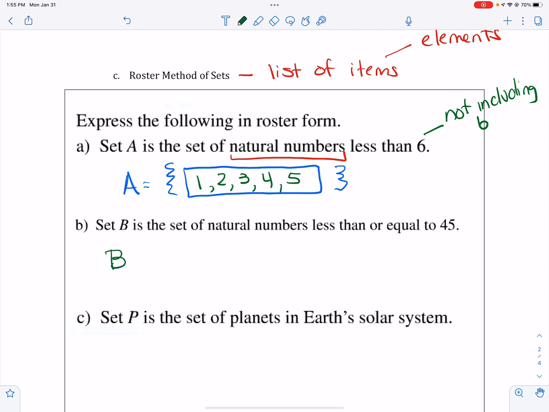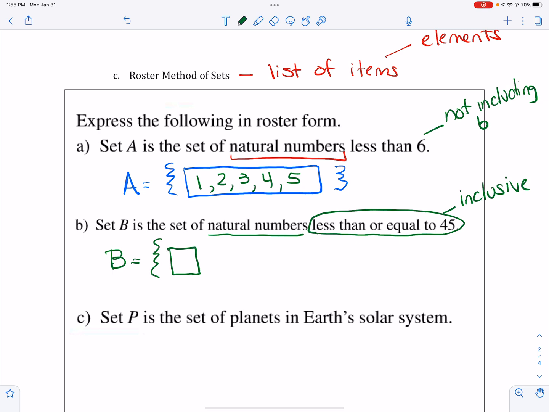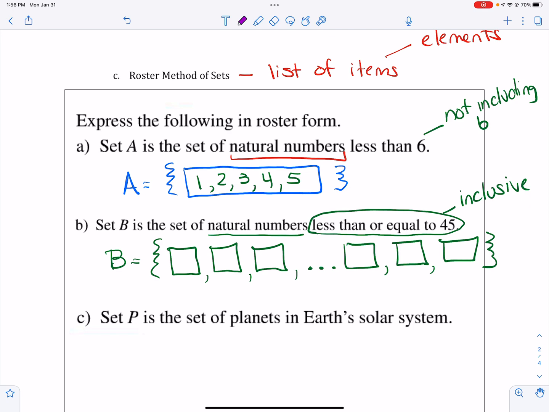So now we have the set B, natural numbers less than or equal to 45. We call this an inclusive set because it includes 45. So they'll have some boxes for you to fill out. They will have an ellipsis, which means that it's going to continue, and then they will have boxes to end with. So when I fill these in, the start of my set would be 1, 2, 3, and then I want to end with 45, and so I'd have 43, 44, and 45.